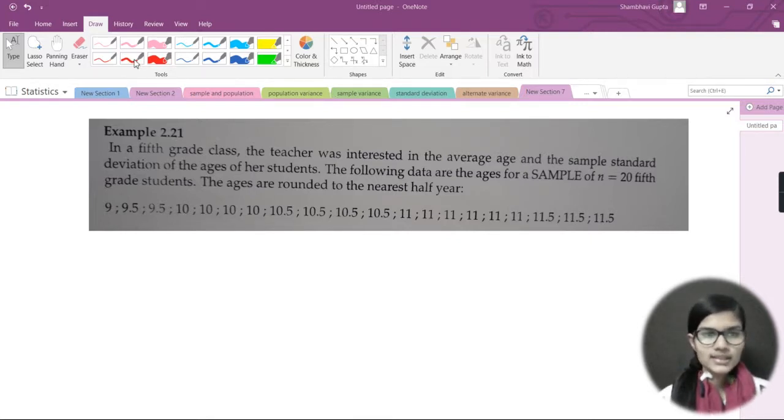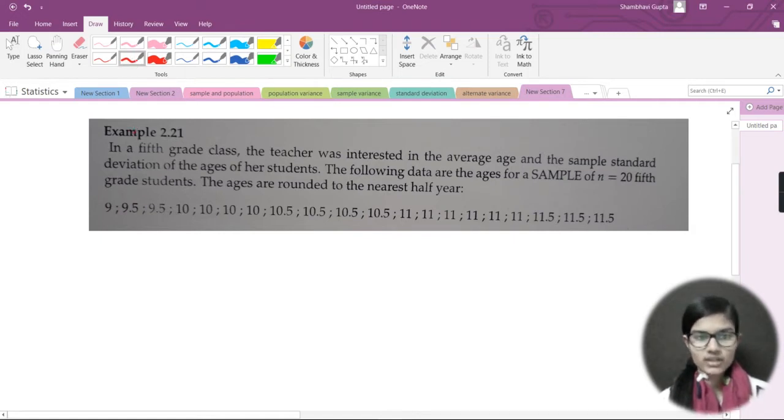Okay, now what does this question say to me? Some of you have got the idea of what the question is asking for, and some of you must be confused. Let me quickly explain what this question wants from us, in the sense of what we need to find out. So here, in a fifth grade class, the teacher was interested in the average age.